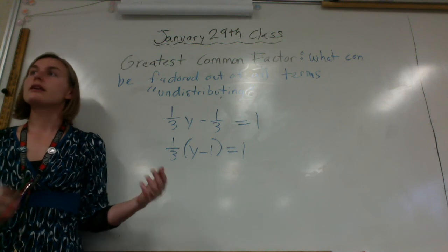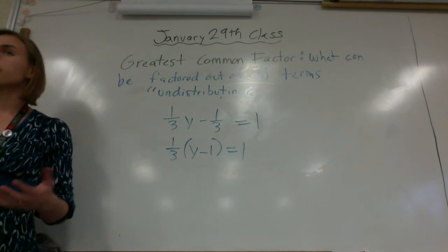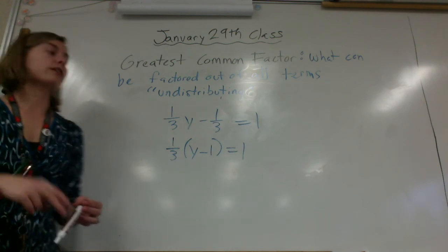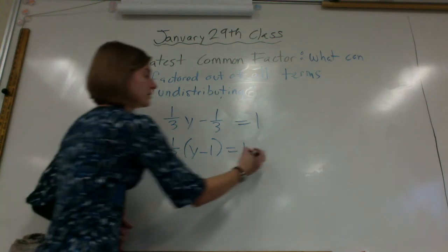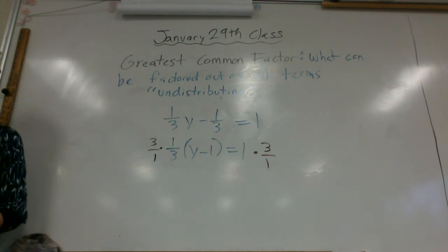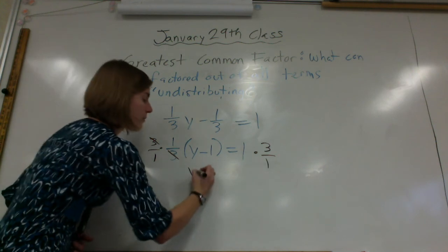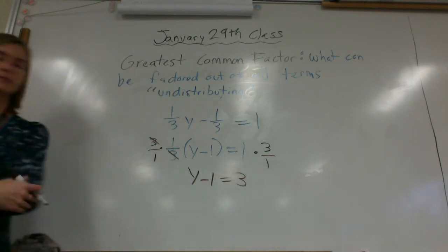It's multiplying. So how do we undo multiplication? Division. How do we divide fractions? Flip it and multiply. Multiply it by the reciprocal. So we're going to multiply both sides by 3/1. So those just go away. So we end up with y minus 1 equals 3.